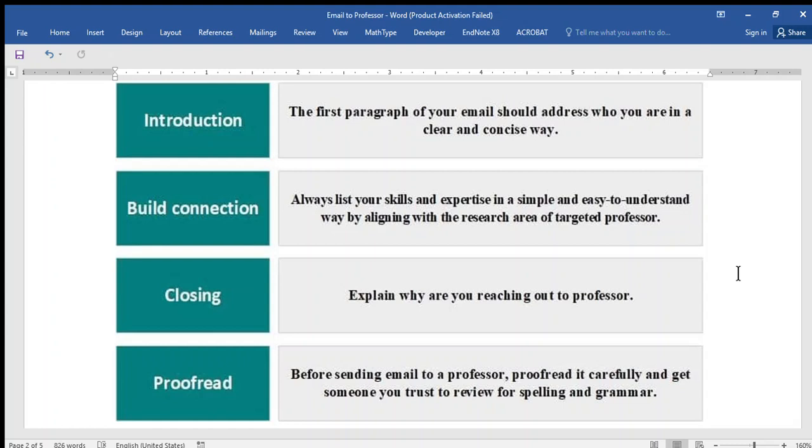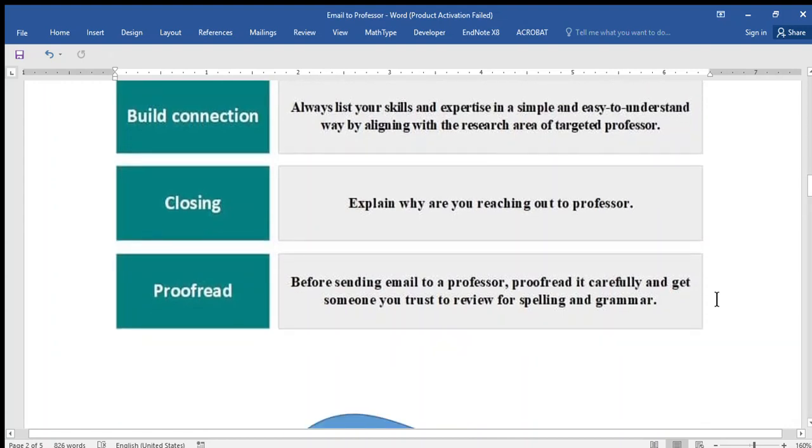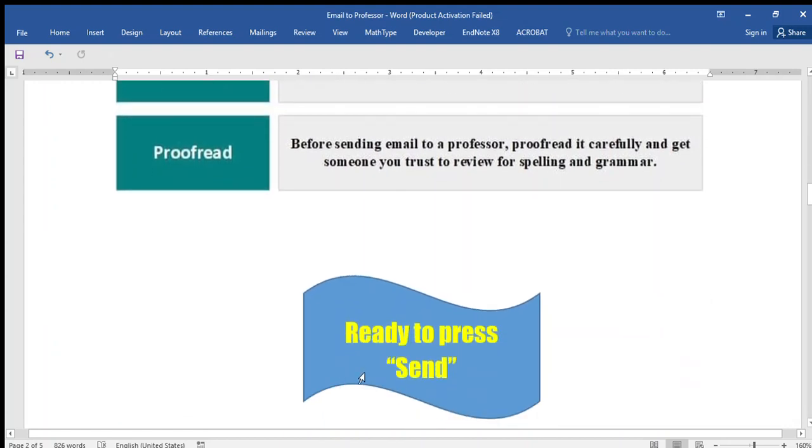The most important part at the end of your email is proofreading, because your email should be grammatically correct, and spelling should not be wrong. So carefully read it 3 to 5 times, at least 3 times and maximum 5 times, and make sure that you do not skip any minor mistake in your email. And after doing all these steps, you are ready to go and press the send button.